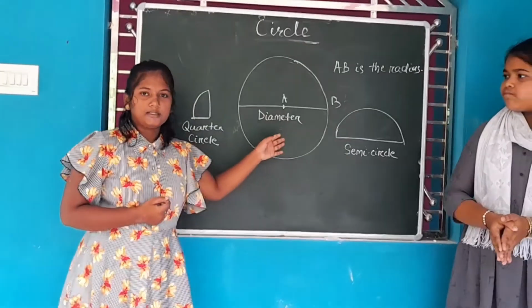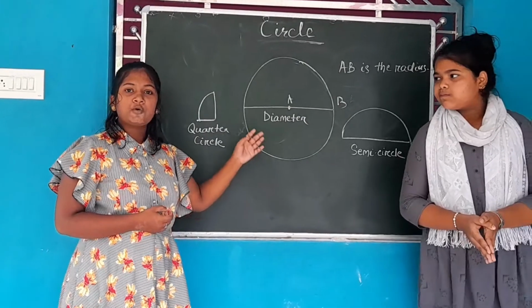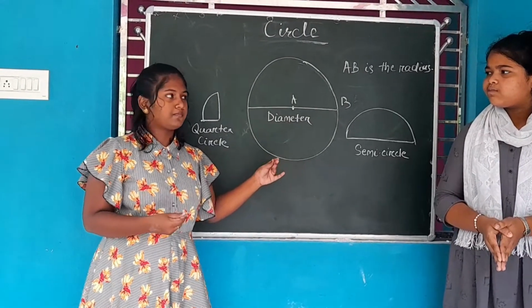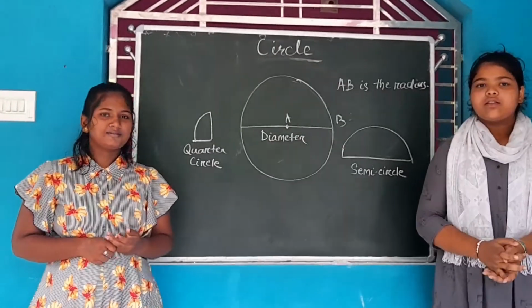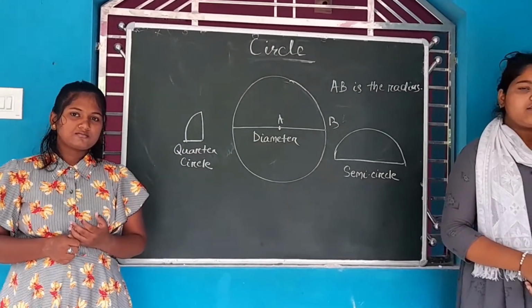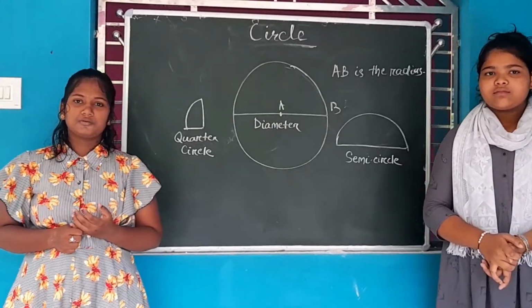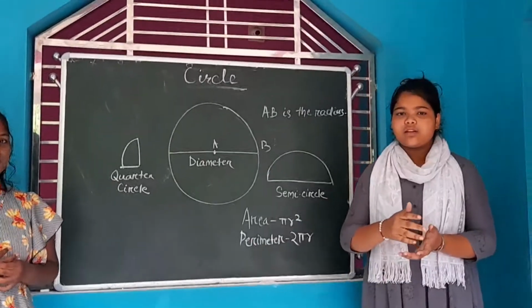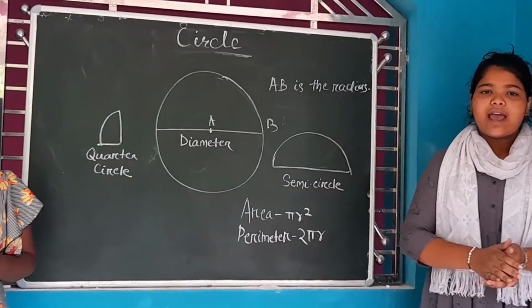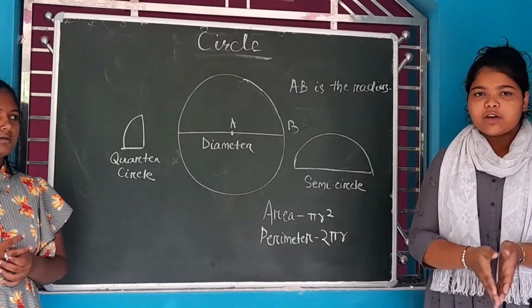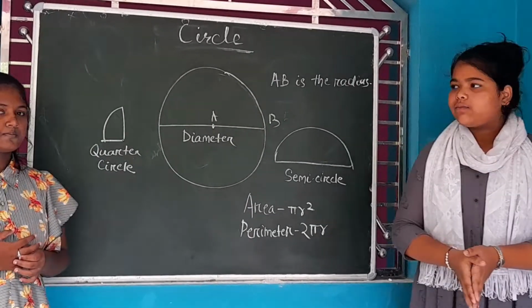Now what is the center? The center of a circle is equidistant from the points of the circle. The center of a circle is the point which is equidistant from any point on the circle. The area of the circle is pi r square, and the formula to find the circumference or perimeter of the circle is 2 pi r.